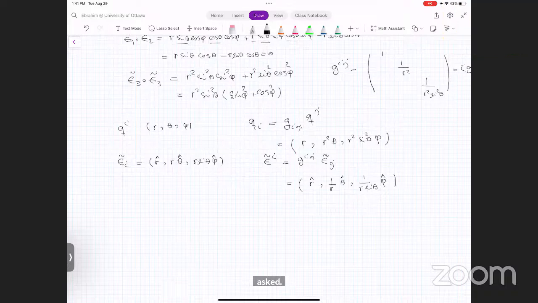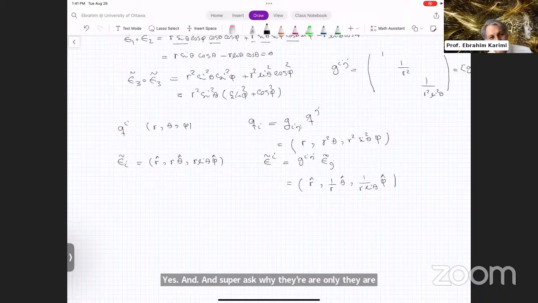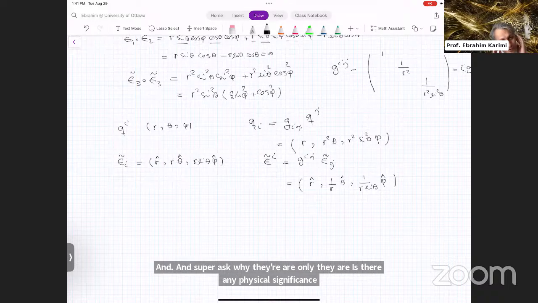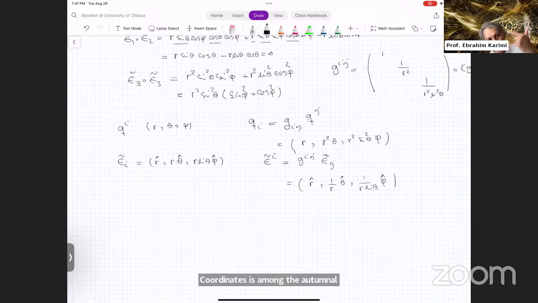Yes. Subra asked why there are only diagonal g sub ij. Is there any physical significance? Well, because these are cylindrical and spherical coordinates, they are orthogonal coordinates. The Cartesian coordinate has this property.